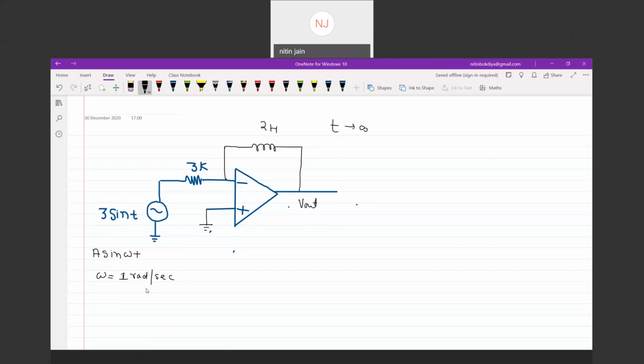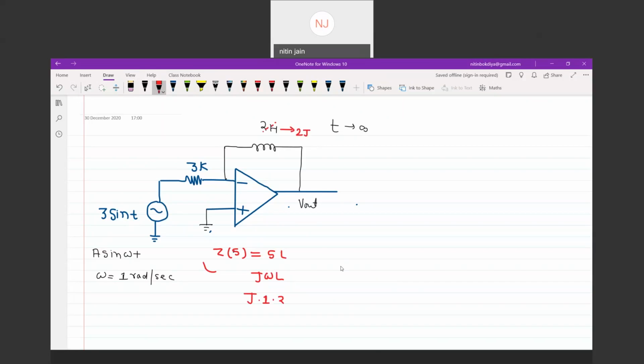So we can find the frequency dependent impedance for the inductor, which is given by S into L, where S is j into omega into L. What is the value of j? This is one imaginary number. What is the value of omega? It's 1. And what is the value of inductance? It's 2 Henry. So I can say the feedback value in terms of impedance, you can replace it by 2j, at 1 radian per second.